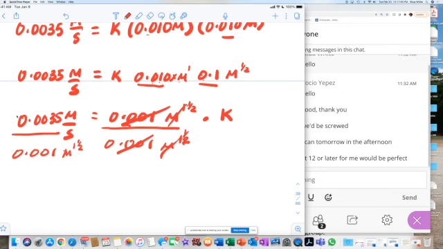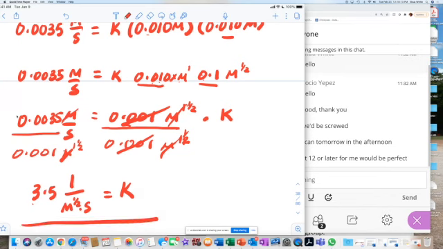So we end up with 0.0035 divided by 0.001. I don't know. I should have probably used the worksheet instead of this question. It's very weird, but I end up with 3.5. This ends up canceling with one of those, so I end up with 1. The number is 3.5, and the unit is 1 over M power 1/2 times S. This is what I get for K. Okay, a very weird unit.